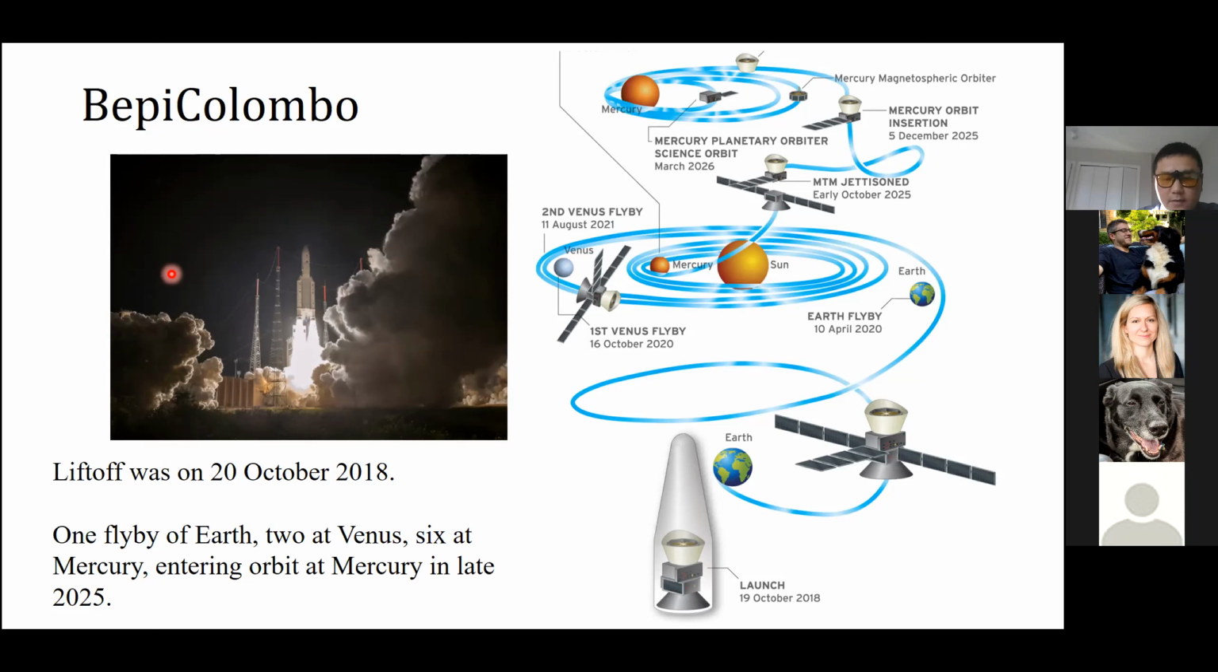Last year, 2020, it had its flyby of Earth, and the first flyby of Venus. And in the coming August, it will have the second Venus flyby, and in October it will have the first Mercury flyby. And after around 6 Mercury flybys, it is planned to enter the orbit of Mercury in late 2025. And the first set of data should be available in spring 2026.